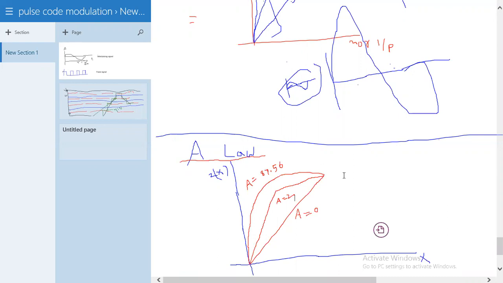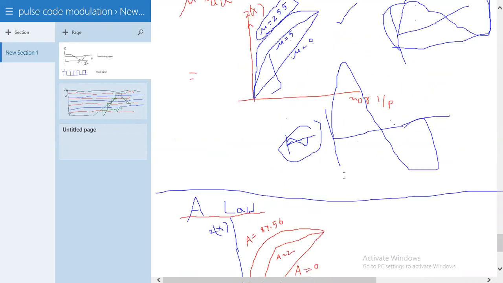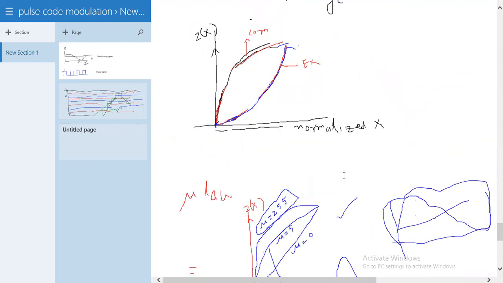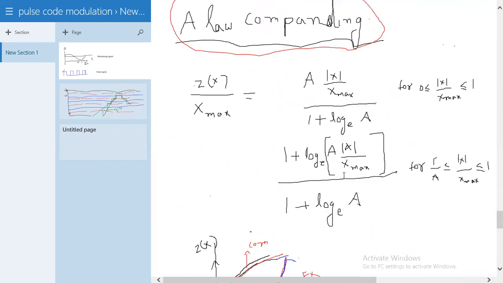So these are due to this equation. Here we can note down this equation also. For A law companding, these are the equations. So the normalized output z of x by x maximum is equal to A times mod x by x maximum, for mod x by x maximum between 0 and 1 by A, and for 1 by A less than or equal to mod x by x maximum less than or equal to 1.